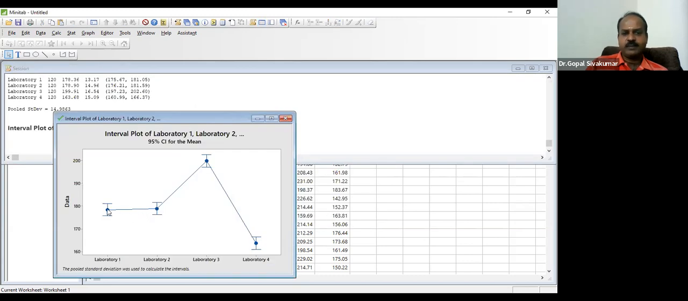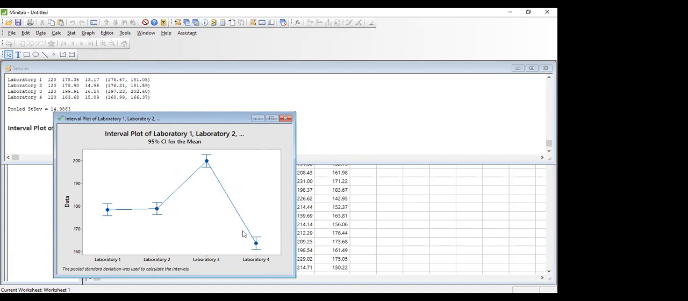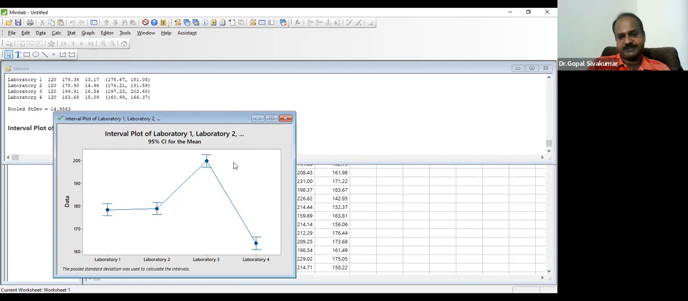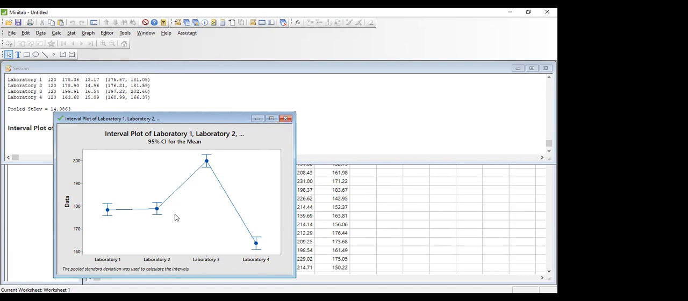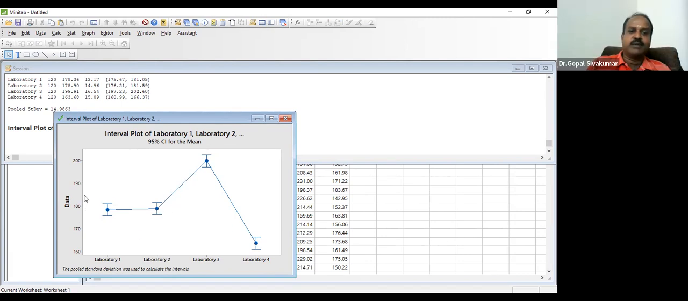Can you see the mean value and the confidence limit for each lab? Can you see this confidence limit is not at all overlapping with any of the other confidence limits? Please confirm. Yes, sir. Lab 4 is significantly different from all the other 3. Lab 3 is also significantly different from the remaining 3. Am I right? Yes, sir. Now compare between 1 and 2. Is 1 significantly different from 2? No, sir.